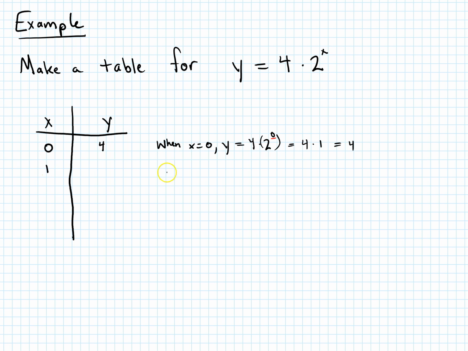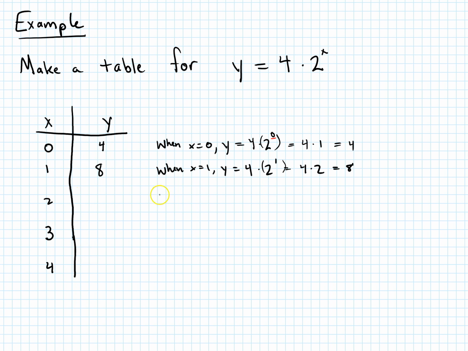Let's try 1. When x equals 1, y equals 4 times 2 raised to the power 1. And you know that 4 times 2 to the power 1 is just 4 times 2, and that's 8. Any number to the power 1 is itself. And let's keep going. Let's go all the way to 4.